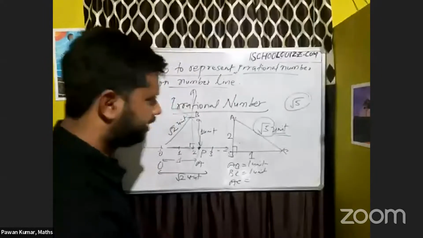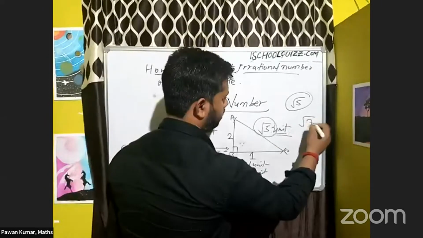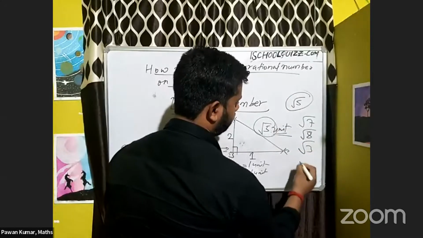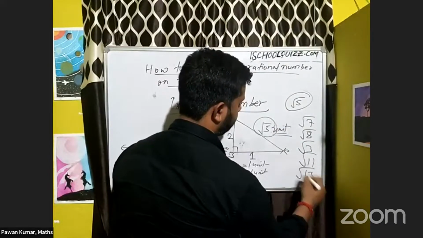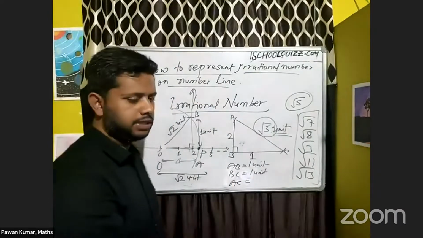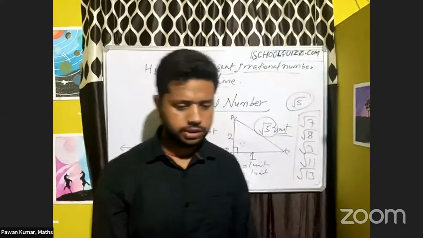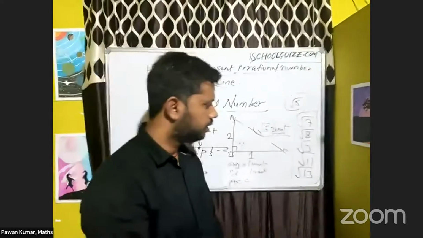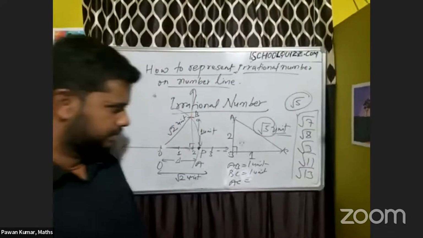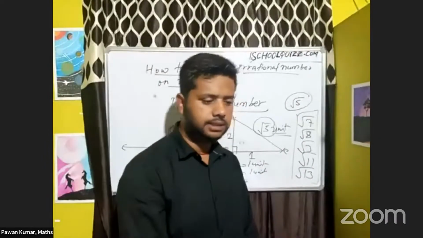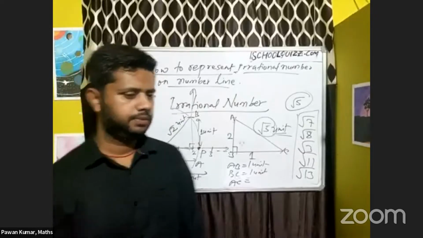If they ask you to represent root 7, root 9, root 8, root 3, root 11, root 13, can you draw it like that? Take these as questions and try to draw them. Try it, and if you do not get it, then we will discuss it again in the next session.